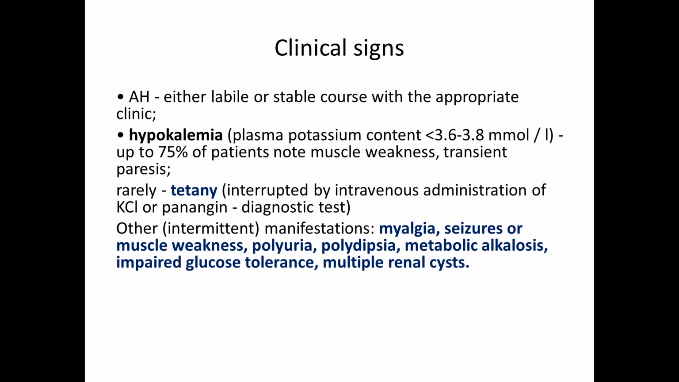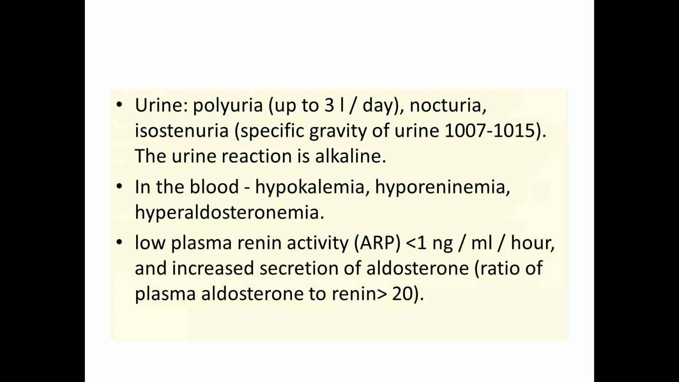so if we have retention of water and sodium, we have a loss of potassium. That's why hypokalemia develops. Plasma potassium content is less than 3.6, and characteristic are muscle weakness, transient paresis, tetany, and also myalgia, seizures of muscle weakness, polyuria, polydipsia, metabolic alkalosis, impaired glucose tolerance, and multiple renal cysts.